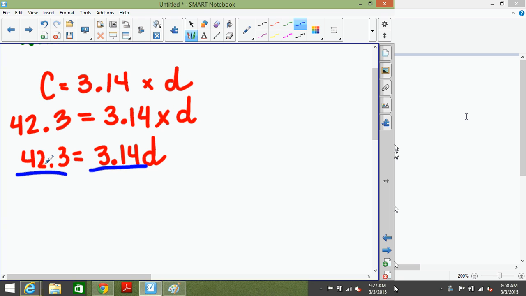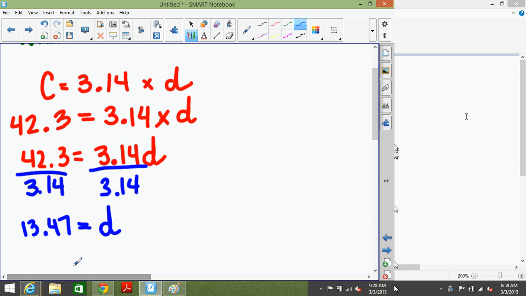Well, is this being multiplied by anything? So nope, that's not correct. What do I do to both sides? What do I divide by? 3.14. This is where your algebra skills, you still have to use them in geometry. 3.14 divided by 3.14 gives us D. Now we use our calculator. 42.3 divided by 3.14 equals, what'd you get? 13.47 is our diameter.